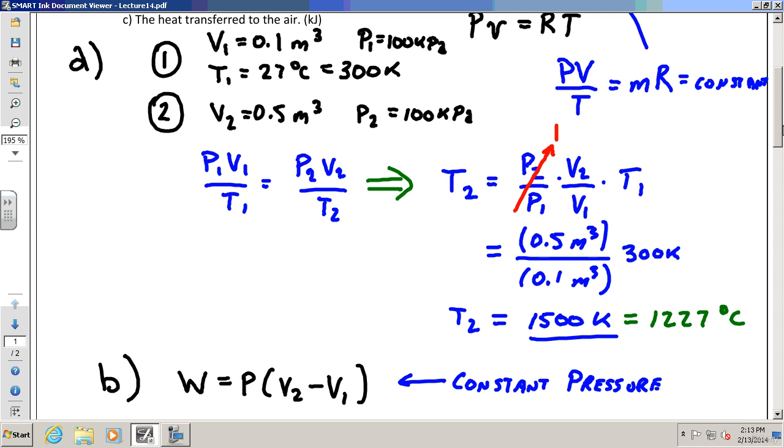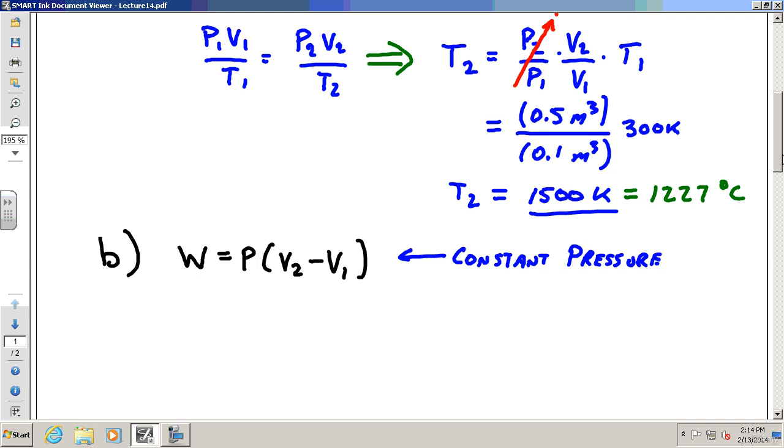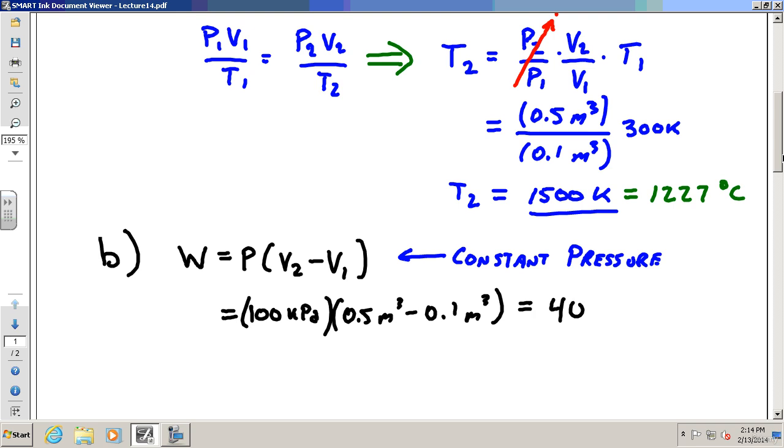So this is easy, right? This is a quick plug and chug. So part B is easy. Okay, so the work, the thermodynamic work here, sometimes we add the little term B for boundary. It's basically the thermal work. Is 100 kilopascals of pressure times 0.5 meters cubed volume minus 0.1 meters cubed volume. If you work that out, kilopascals times meters cubed does equal kilojoules. Prove it to yourself if you don't believe me. And so this answer is going to be 40 kilojoules.